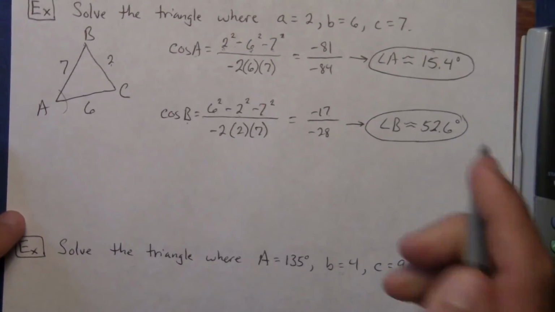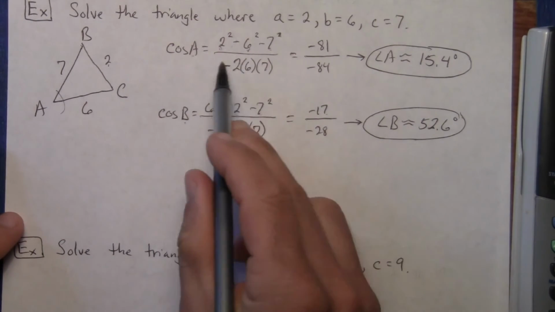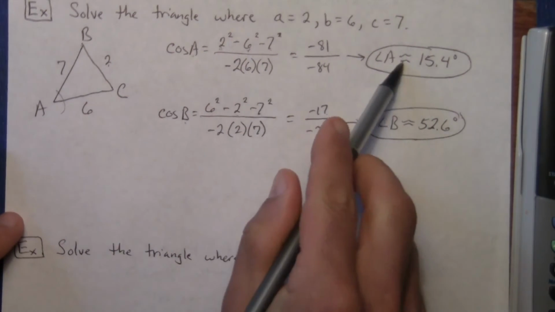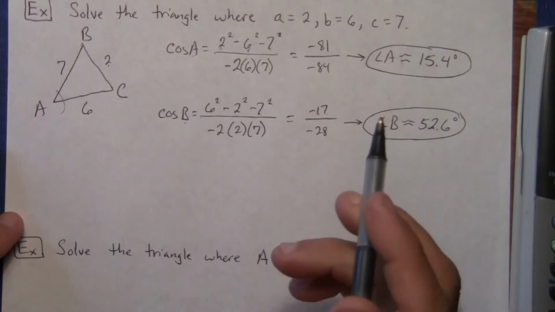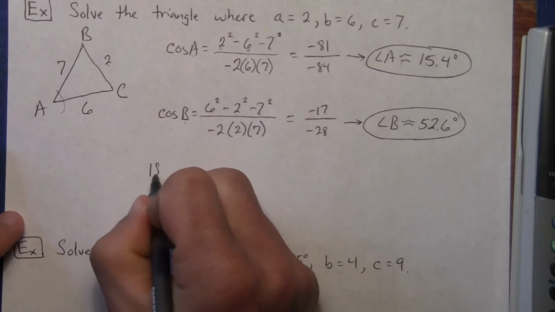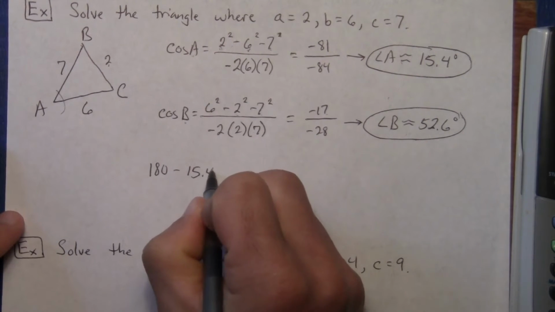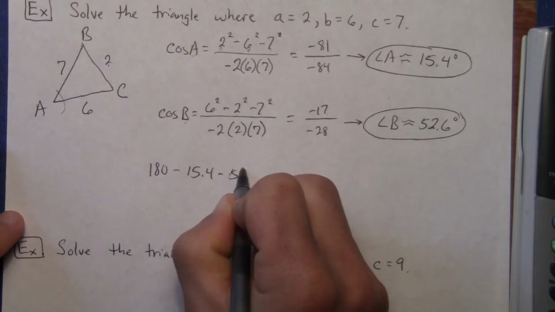And then if I've done it twice, I should be able to do it a third time, no problem. I realistically do not have to go through these steps again to find angle C. I now have two angles of the triangle, so I should easily be able to find the third angle by just subtracting. So the quickest thing to do would be 180 minus 15.4 minus 52.6.